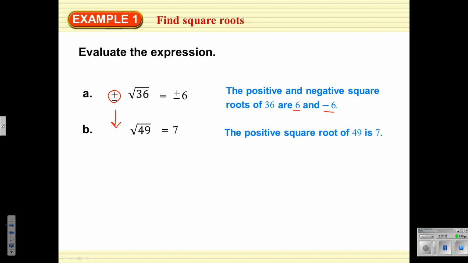And then example C, the negative is now out front. So that means we want the negative square root of 4, which would be negative 2, because the negative square root of 4 is negative 2.